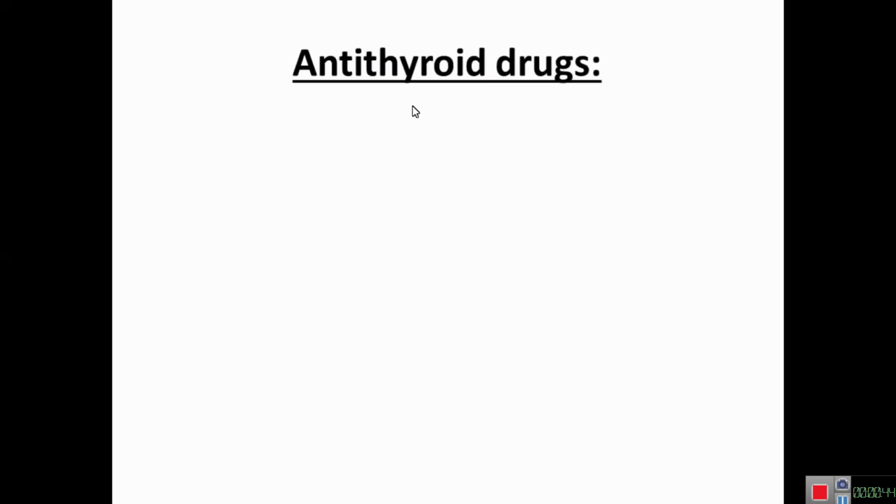Today we are going to finish the anti-thyroid drugs. From the initial day of thyroid hormones and its inhibitors, we have discussed the different synthesis mechanisms, how thyroid hormone gets synthesized in the body, and how we are going to manage the case of hypothyroidism. And now we are going to try to manage the case of hyperthyroidism.